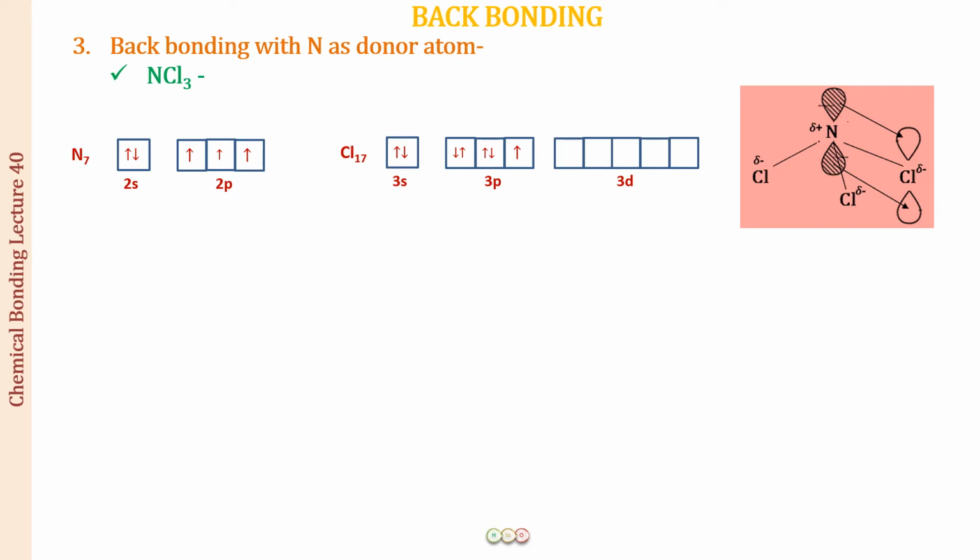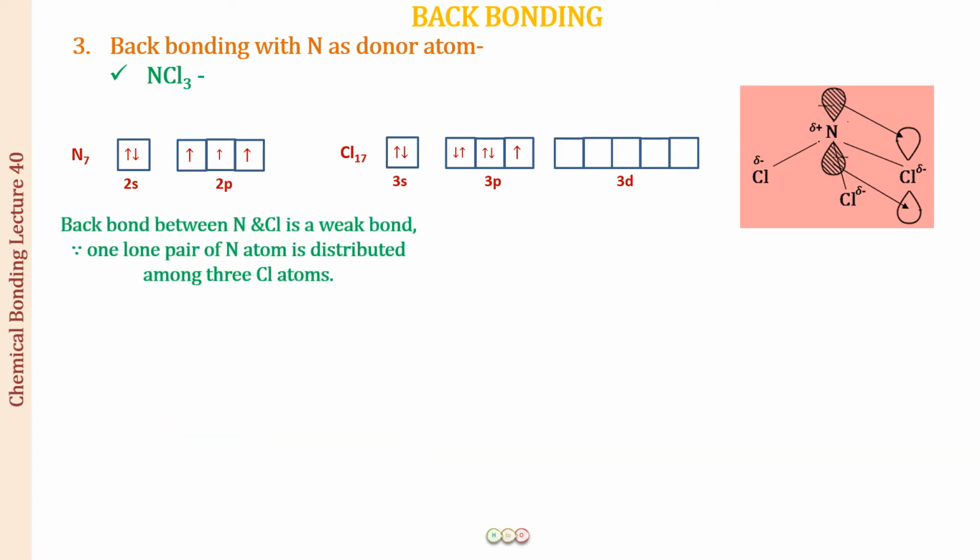Now, one very important thing that you have to remember is that this back bond formed between nitrogen and chlorine is going to be a very weak bond, because nitrogen has one lone pair of electrons and there are 3 chlorine atoms which want it, right? So nitrogen is sharing its one lone pair of electrons with 3 chlorine atoms, and this is going to be an equal distribution between all the 3. This is not going to be a very strong back bond.